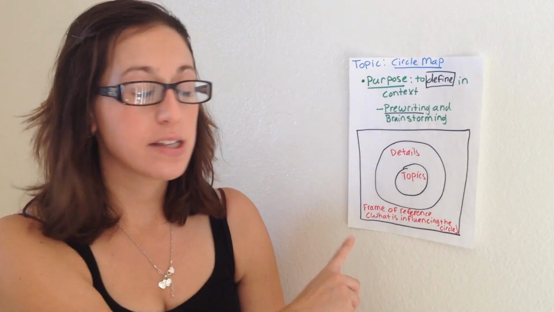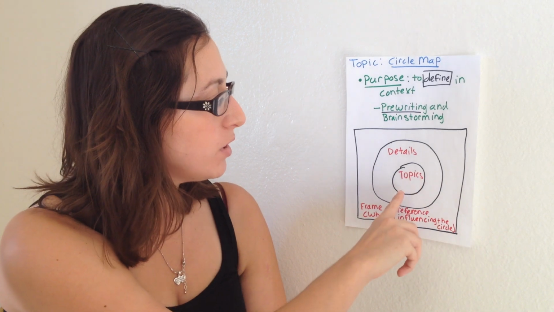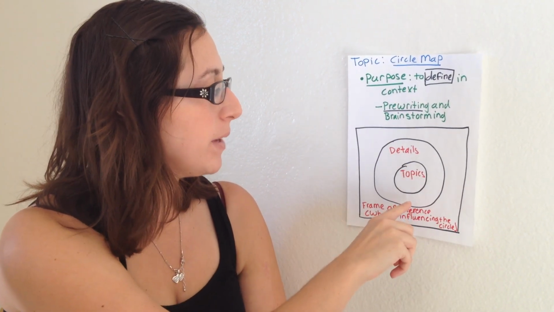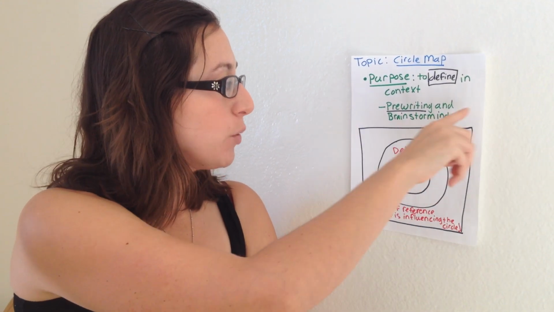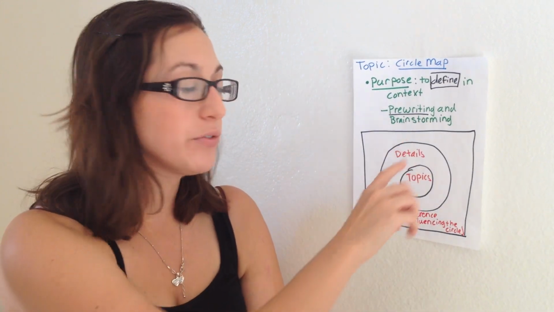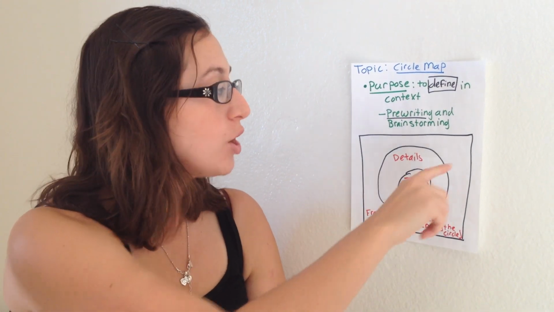So here's just a schematic of what a circle map looks like. You've got a small circle on the inside, which is your main topic. And then on the outside, you have a bigger circle that goes around it. That's where you put all of the details. And then around it is a frame, and we call this your frame of reference because any other information that might influence what goes inside the circle goes on the outside.